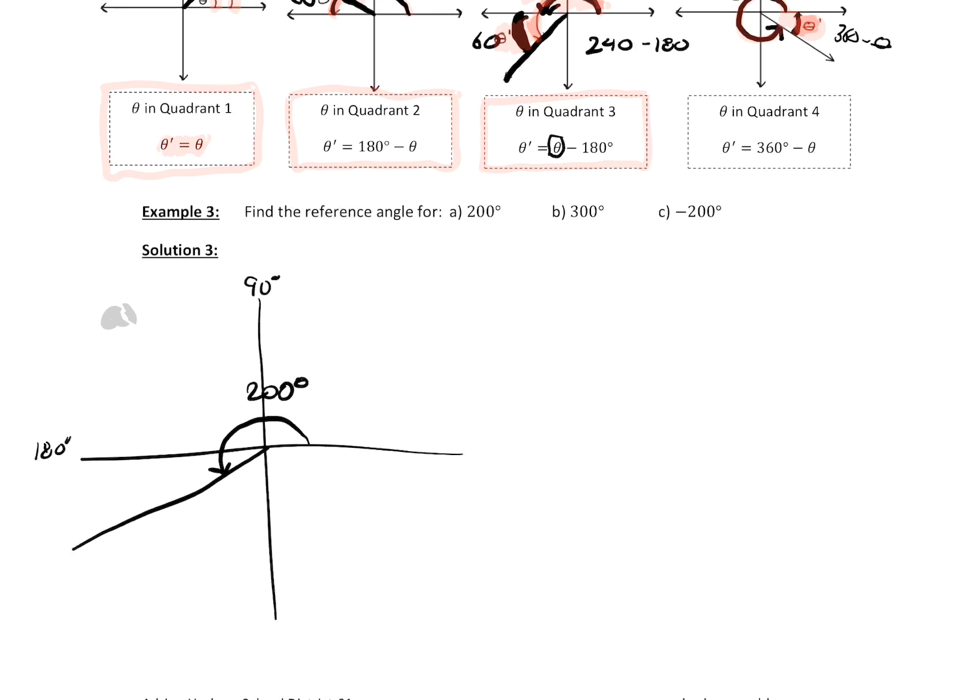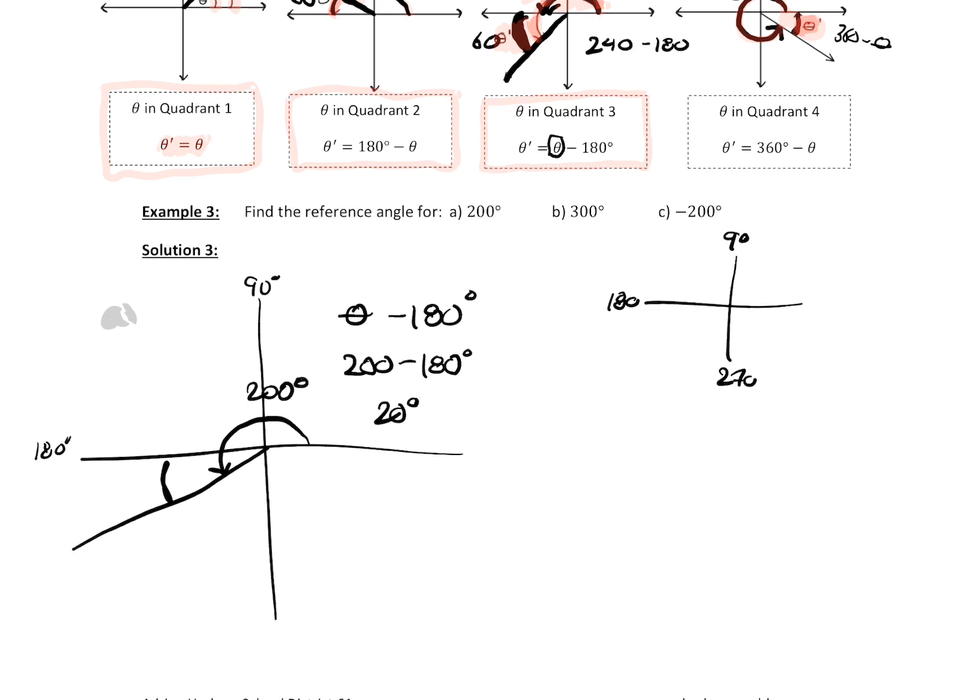So what's my reference angle? Well, what angle am I trying to create? This little angle right here, right? Which is going to be theta minus 180 degrees. So 200 minus 180, my reference angle is 20 degrees. B, 300, well, 90, 180, 270. My angle is somewhere in here, right? 300 degrees. This is 300. Well, then how do I get this little bit here? I go 360 minus 300, and I'm left with 60 degrees. That's my reference angle.